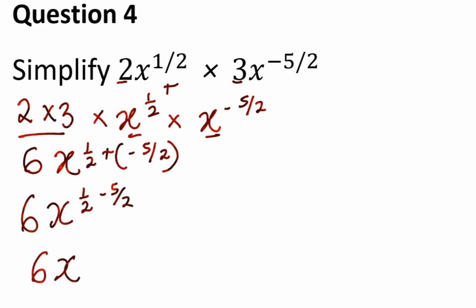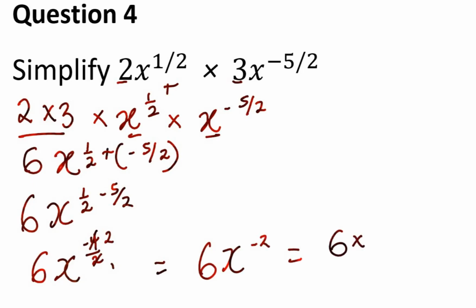So 6x to the power of 1 over 2 plus negative 5 over 2. If the denominator is the same, pick one, 2. 1 minus 5 is negative 4. 2 into negative 4 is negative 2. Final answer: 6x to the power of negative 2. This is the same thing as saying 6 times 1 over x to the power of 2. Final answer: 6 over x to the power of 2, because 6 times 1 is 6.